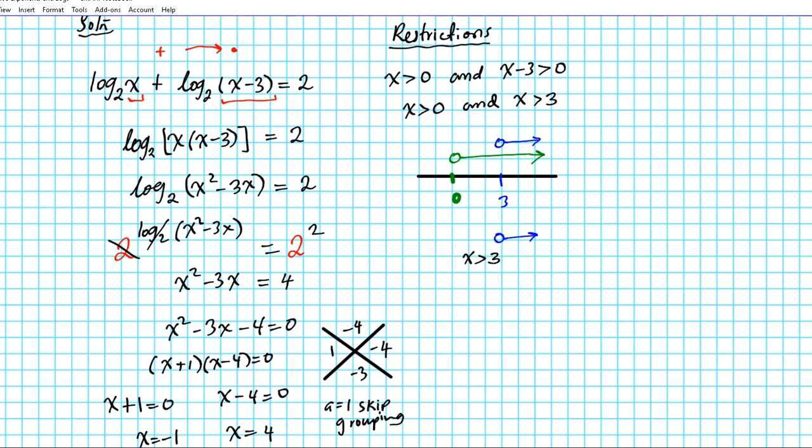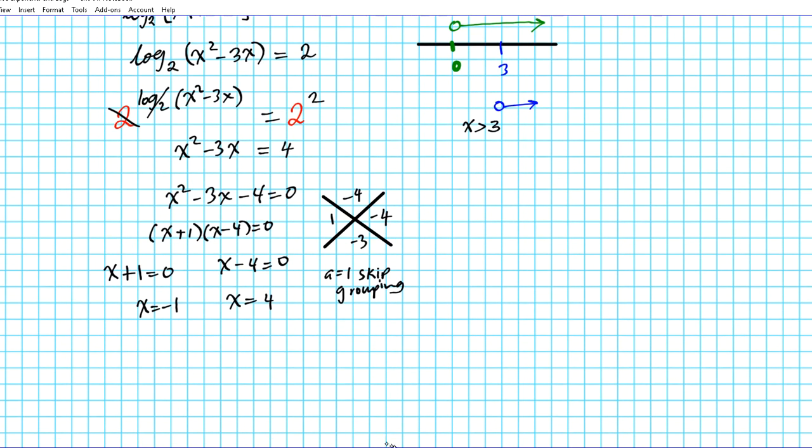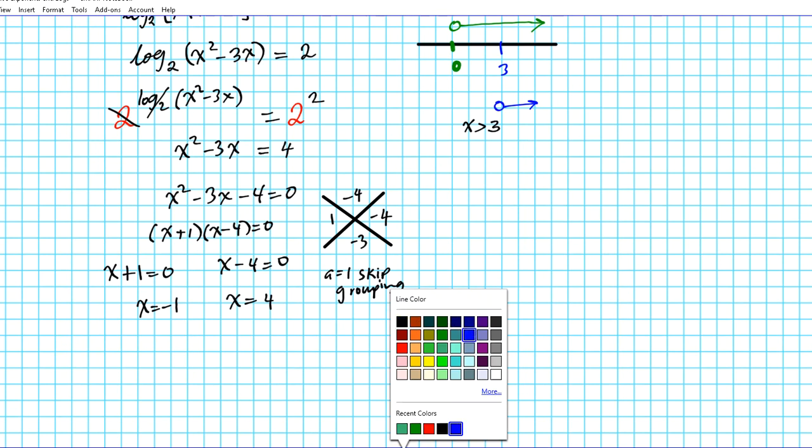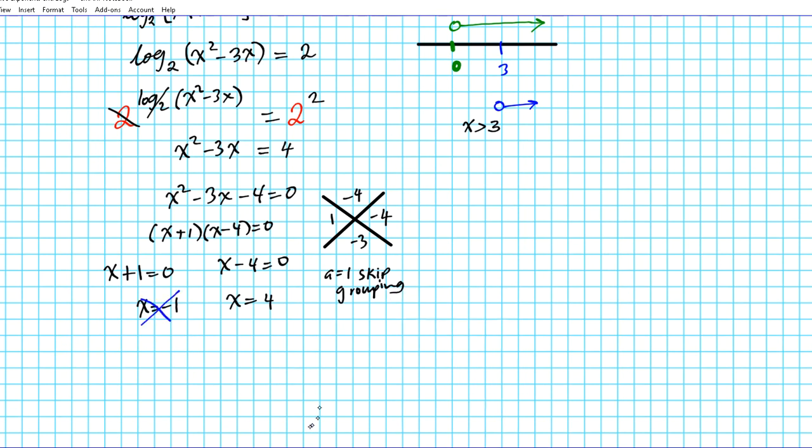So look at the answers. Do they both satisfy that restriction? The answer is no. This answer right here, x equals negative 1, is extraneous. Hence, your only answer is 4 because it is greater than 3.